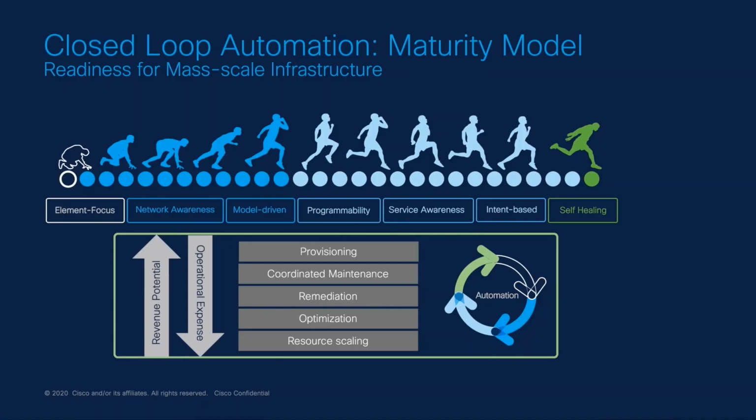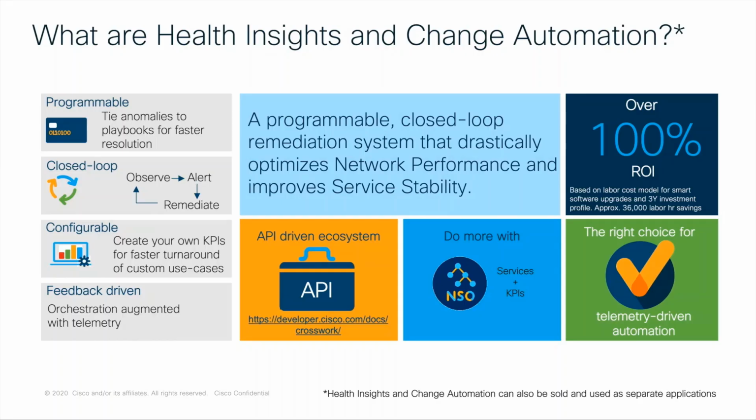As you can see, this slide is pretty self-explanatory. This is a closed-loop automation maturity model. We are typically talking about different stages of this model, which include element focus, network awareness, model-driven, programmability, service awareness, intent-based, and self-healing. The intention of this maturity model is to help you grow your revenue potential, and at the same time decrease the operational expense. With that being said, let's jump a little bit into what Health Insights and Change Automation are.